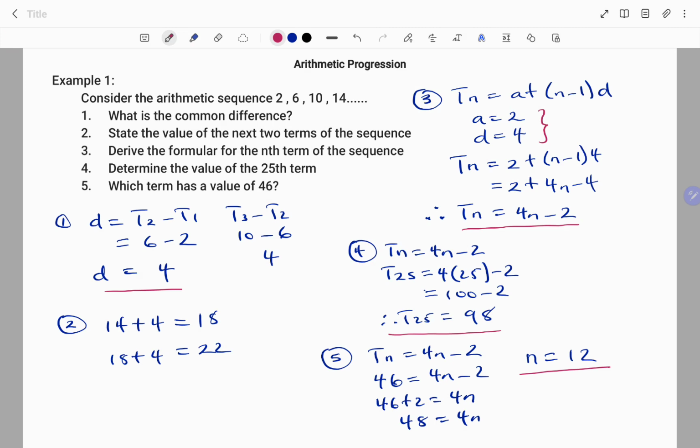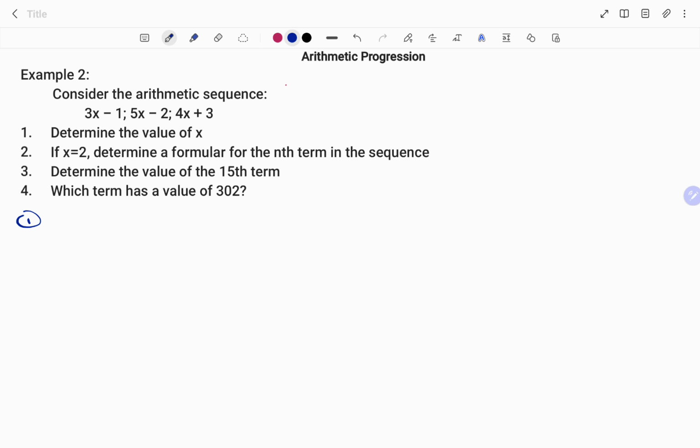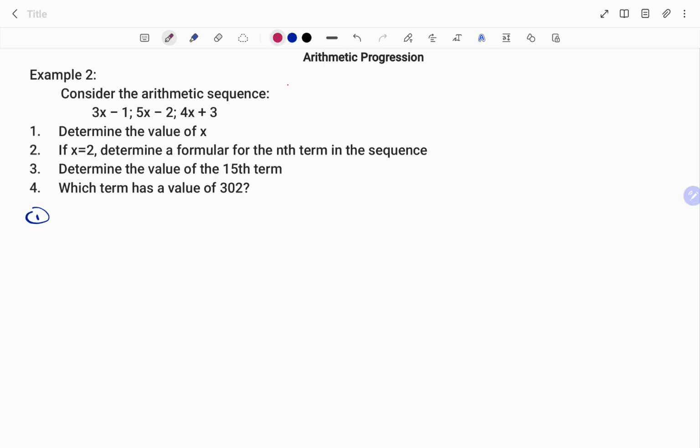Let's look at another example. In this example, we have considered the arithmetic sequence 3x minus 1, 5x minus 2, 4x plus 3. 1. Determine the value of x. Because it's an arithmetic progression, our d is going to be common. Our first term is 3x minus 1, our t2 is 5x minus 2, and our t3 is 4x plus 3.